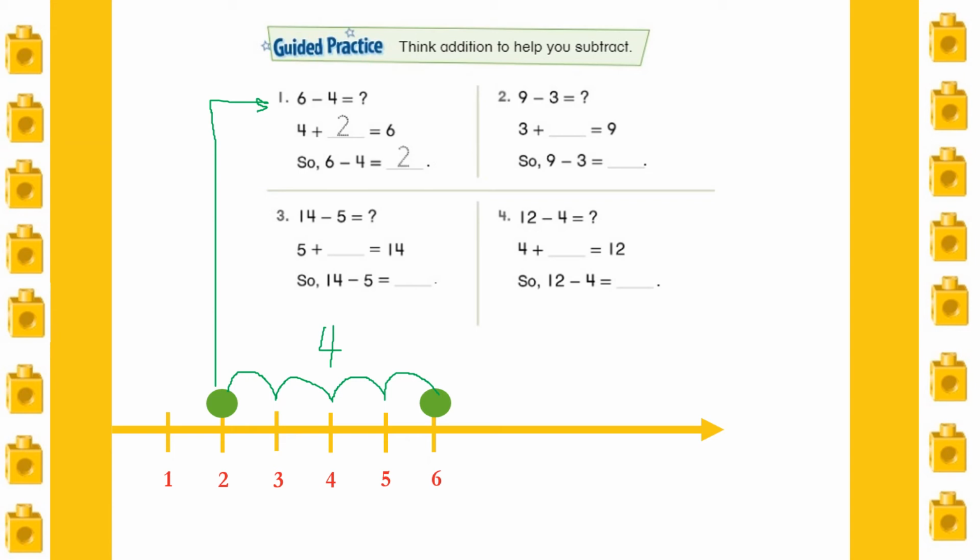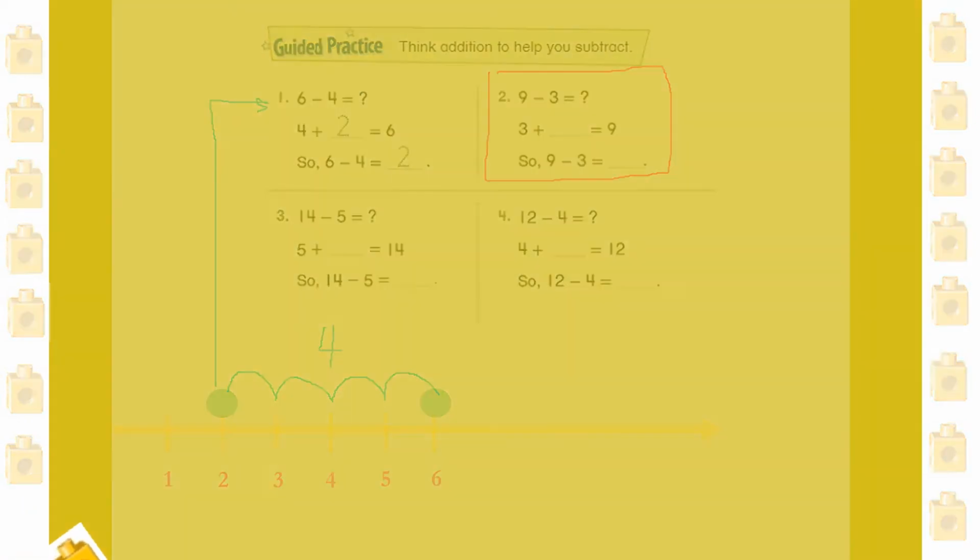So what I want you to do is try the same thing for numbers 2, 3, and 4. You can use your number line. You can use whatever other tools you have. But in each of these, there are only 3 different numbers, and you have 2 of them.